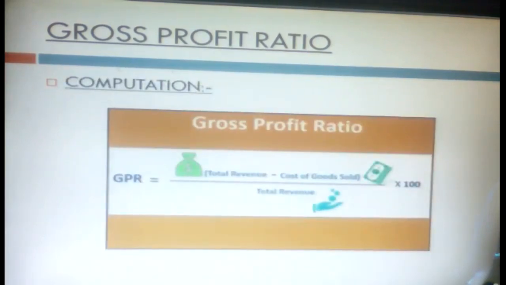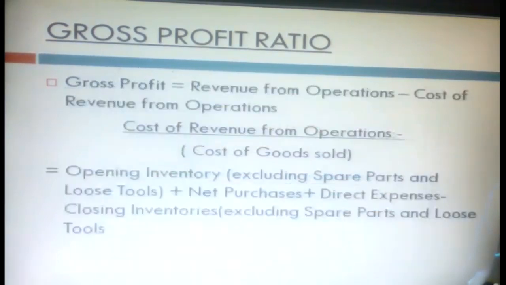What is the formula to compute the gross profit ratio? Total revenue minus cost of goods sold gives gross profit, and gross profit divided by total revenue into 100 is the gross profit ratio. Revenue from operations minus cost of revenue from operations gives gross profit. How do we calculate cost of revenue from operations? It is nothing but our cost of goods sold.